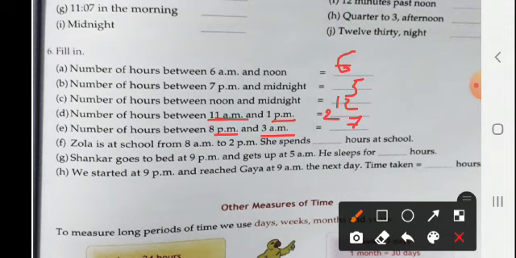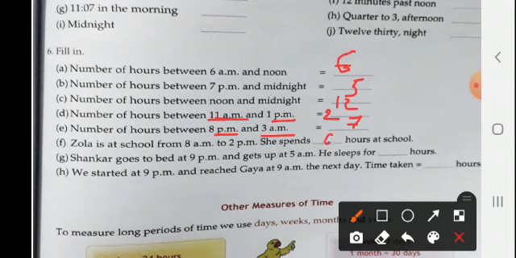Zola is at school from 8 a.m. to 2 p.m. She spends dash hours at school. Then what is the school time? School hours: 9, 10, 11, 12, 1, 2. How many hours? There are 6 hours.